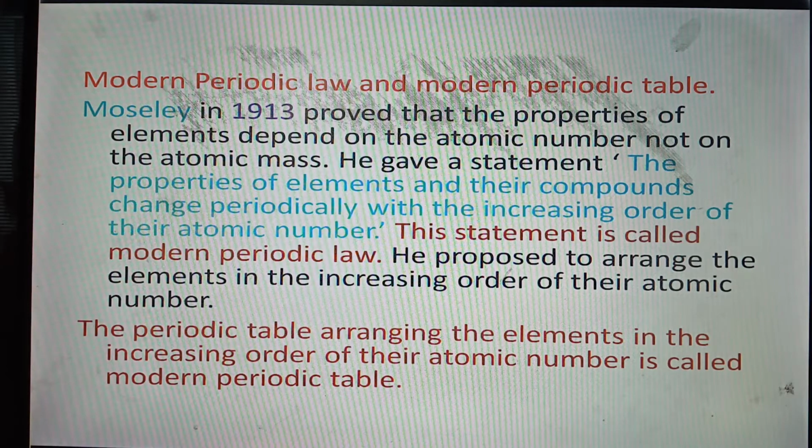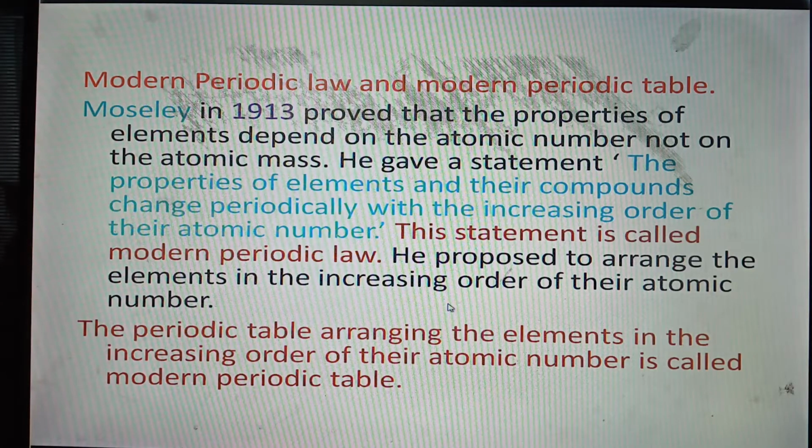You can remember, of course, that Mendeleev arranged the elements in the periodic table in the increasing order of their atomic mass. But in 1913, scientists proved that the properties of elements depend on the atomic number, not on the atomic mass. He gave a statement correcting the statement given by Mendeleev, and the statement is like this: the properties of elements and their compounds change periodically with the increasing order of their atomic number. This statement is called modern periodic law.